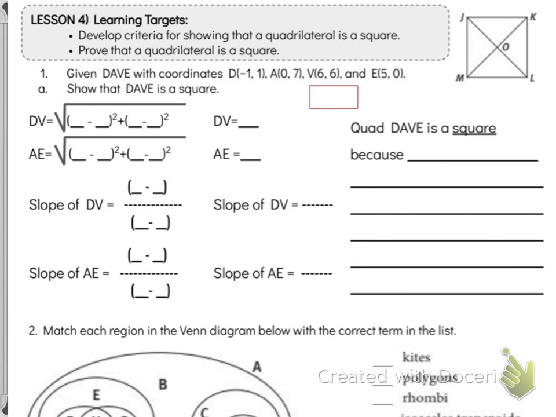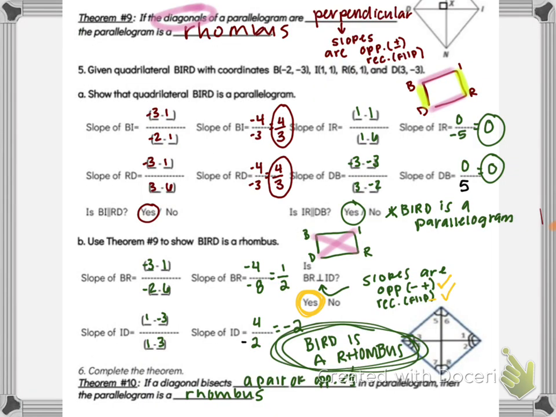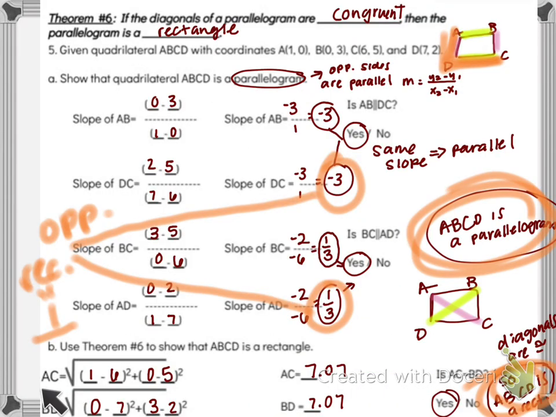So first things first, let's go ahead and label that. It's DAVE. We're working with the diagonals here for this question. This right here, where diagonals are congruent, that's from a rectangle, okay? This right here, where we're checking the slopes of the diagonals to check if they're perpendicular, that's from a rhombus. So this work right here shouldn't be new. That's this.